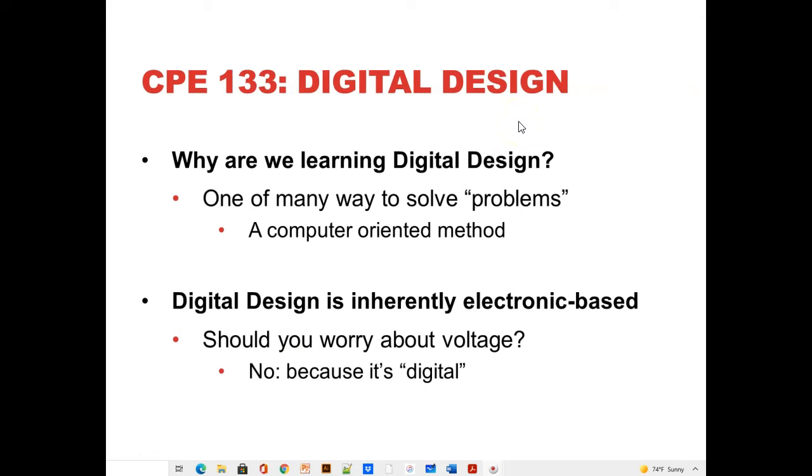Well, it's a way to solve problems, and what's good about this is digital design is kind of a computer-oriented method to solve problems, which is going to make it pretty fast and efficient. So digital design is all about digital circuits, which are electronic based. So I know this is early in your career, but should you be worrying about voltage if you haven't really been working with it? And the answer is no, and it's because it is digital. And so let's talk about that.